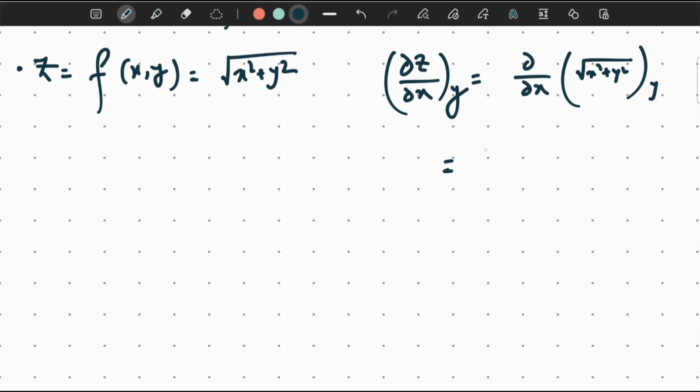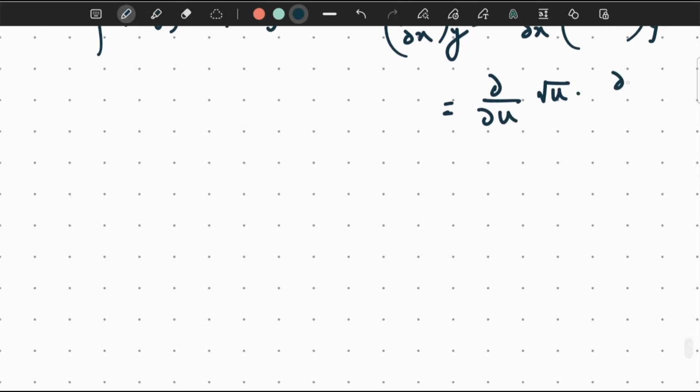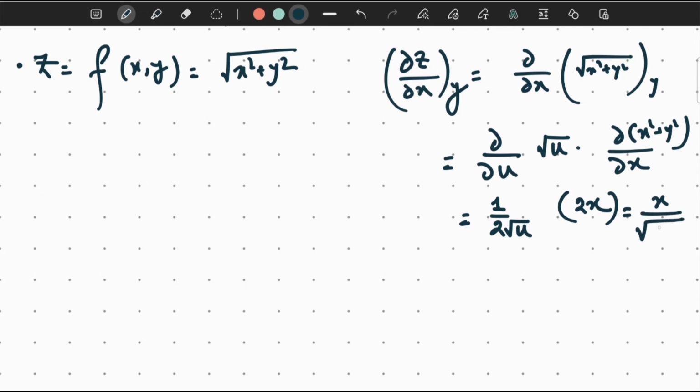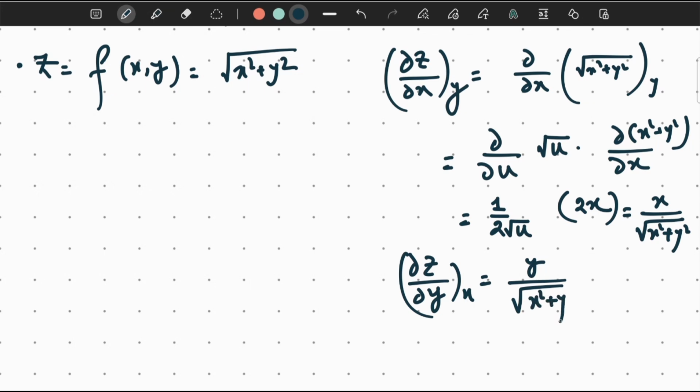Let's say x square plus y square is u, so it is just root over u. Obviously y is constant, that I am not considering here. And u is obviously x square plus y square. So it will be u to the power minus half, right? So root 2u, and it will be 2x, straightforward, correct? So it is actually x by root over x square plus y square. Similarly, del z del y will essentially be y by root over x square plus y square, correct?